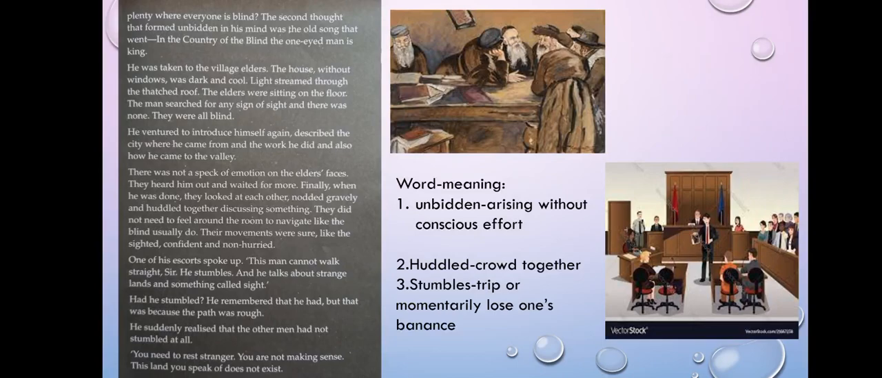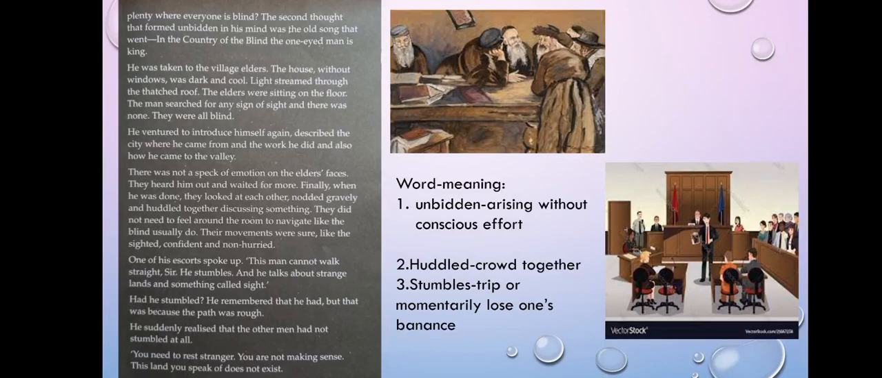One of his escorts spoke. The person who was escorting the mountaineer started saying, what did he say? This man cannot walk straight. He was telling about the mountaineer that he was not able to walk properly. Sir, he stumbles and he talks about strange lands and something called sight. The escort was telling that this person, the mountaineer, was telling something which was not understood by anyone, and he was also telling about some quality which was known as sight.